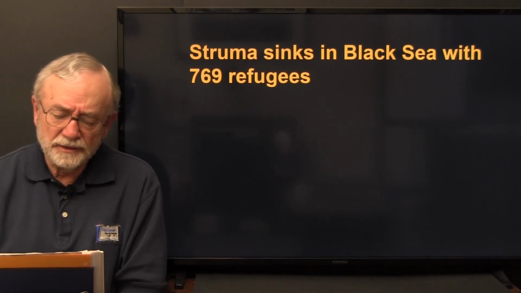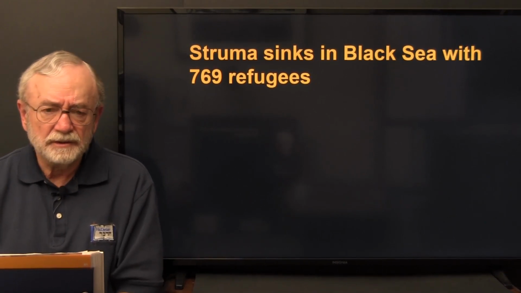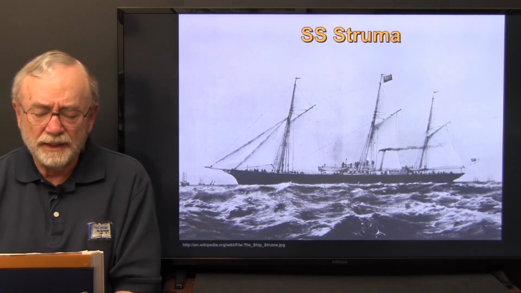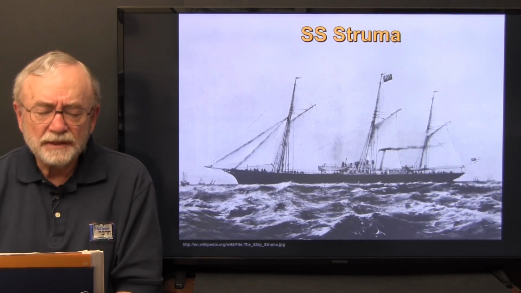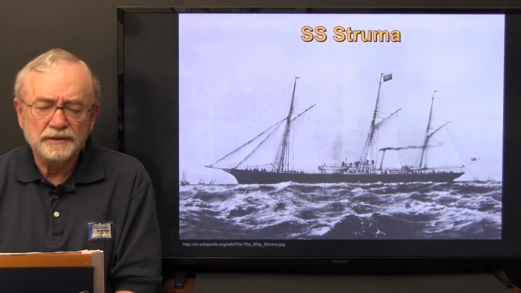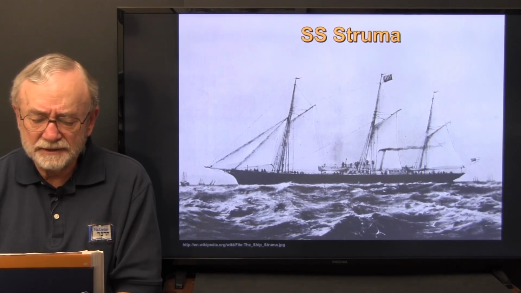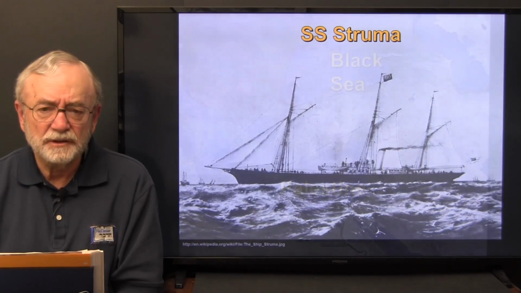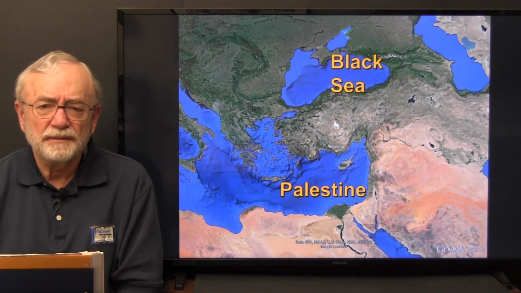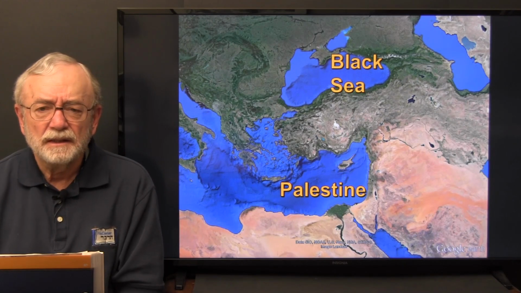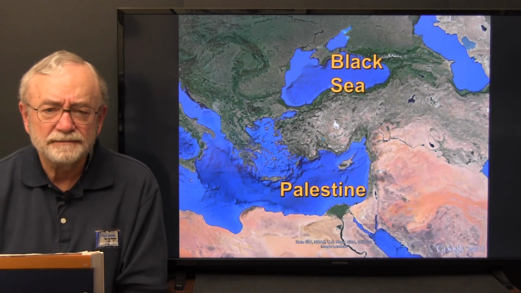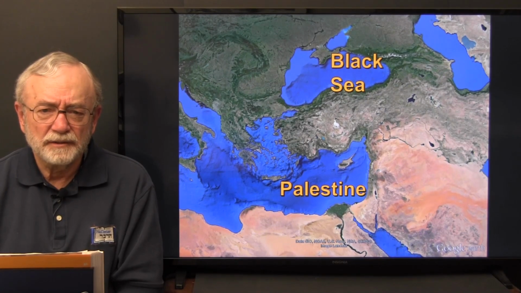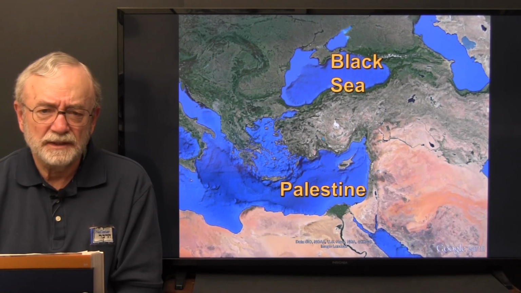It was an unseaworthy vessel of about 180 tons. It was both steam and sail powered. Several weeks before, it had departed the Romanian port of Constanta and limped along the Black Sea with Palestine as its goal. Now here we can see a map of the area. You can see the Black Sea at the top of your slide, and there down at the eastern end of the Mediterranean Sea is Palestine.